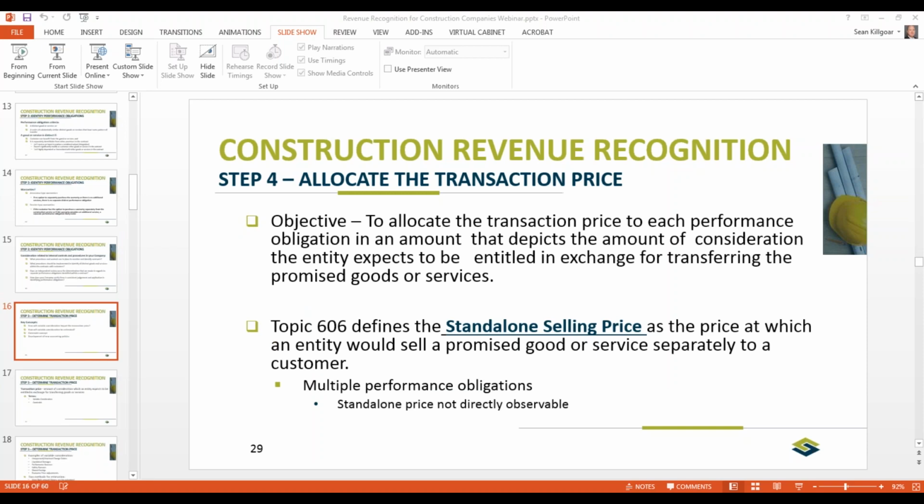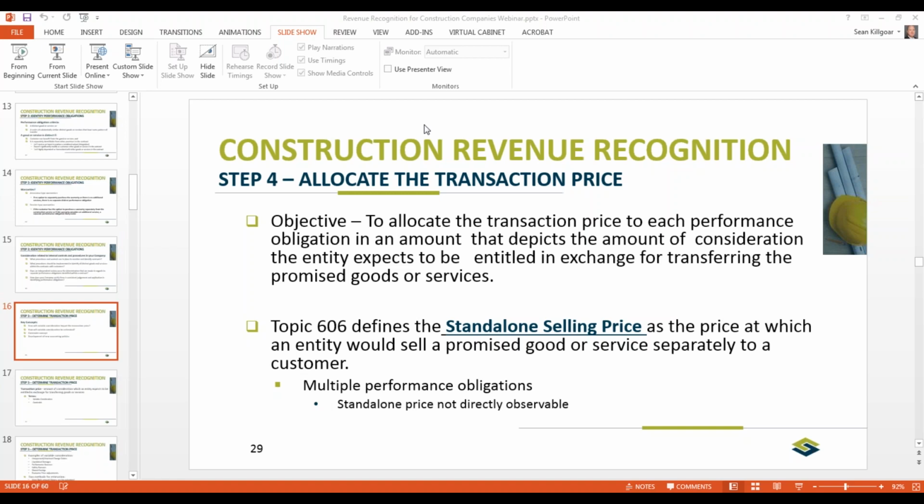So now that we know the transaction price, we come to step 4, which is to allocate the transaction price. The objective is to allocate the transaction price to each performance obligation in an amount that depicts the amount of consideration the entity expects to be entitled to in exchange for transferring the promised goods or services. So essentially, if these performance obligations stand alone, what would you sell them for? Topic 606 defines the standalone selling price as the price the entity would sell a promised good or service separately to a customer.